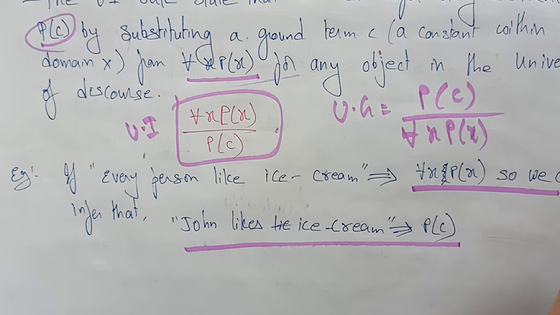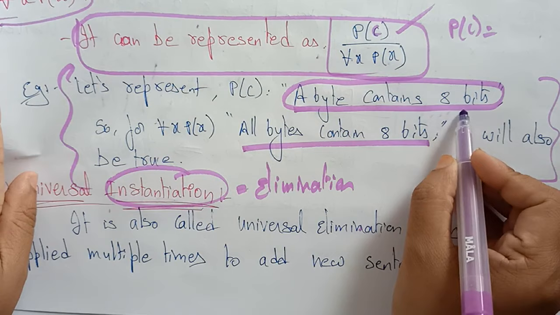Whereas in generalization, what I said there, I explained that it is a bit. Okay, so see here, a byte contains 8 bits. So this is a P of C. A byte contains 8 bits. That means all bytes contain 8 bits.